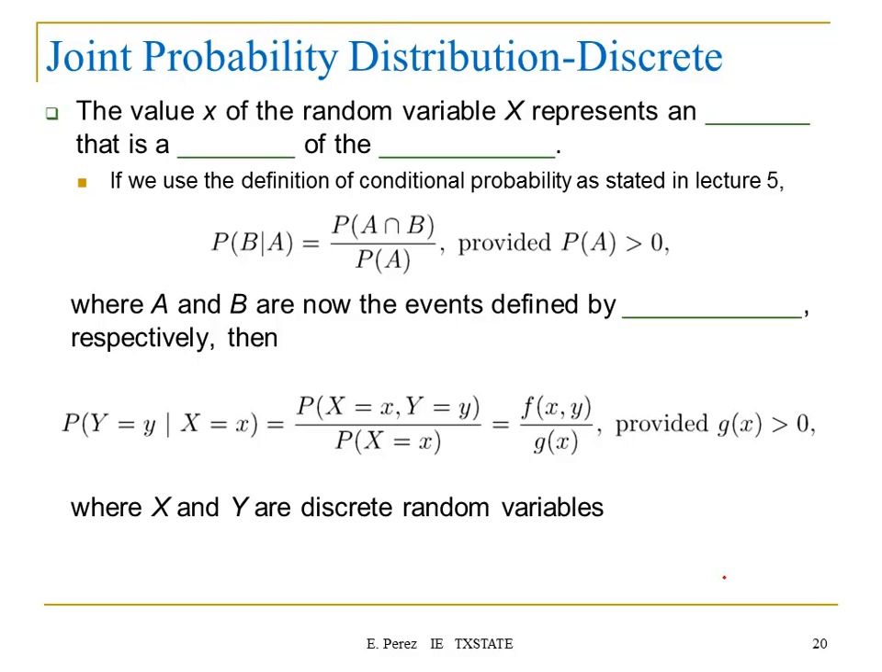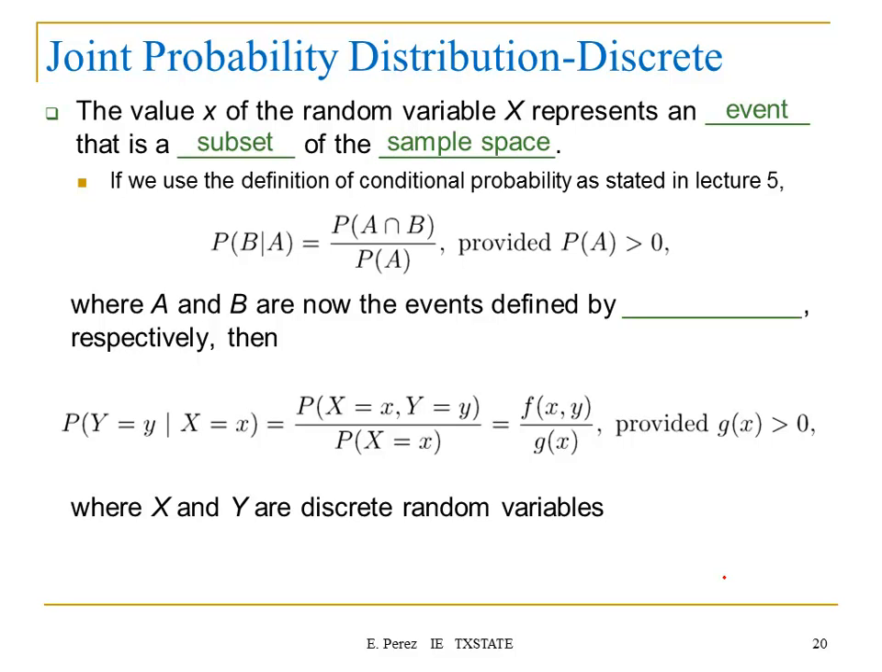Remember, for just one random variable, we discussed how to get the probability of an expression given something. Now we're going to take that concept to a joint probability distribution. The value of the random variable x represents an event that is a subset of the sample set. This is something that we've been repeating over and over throughout the semester.